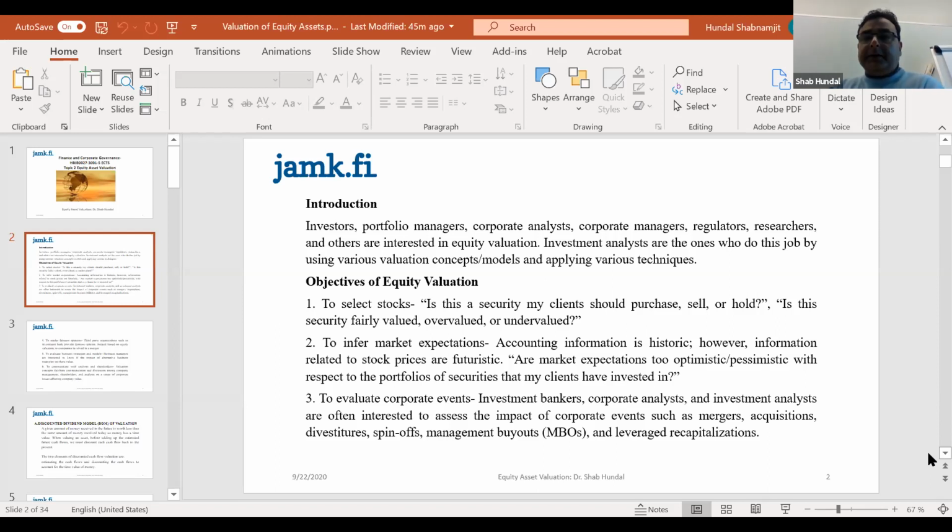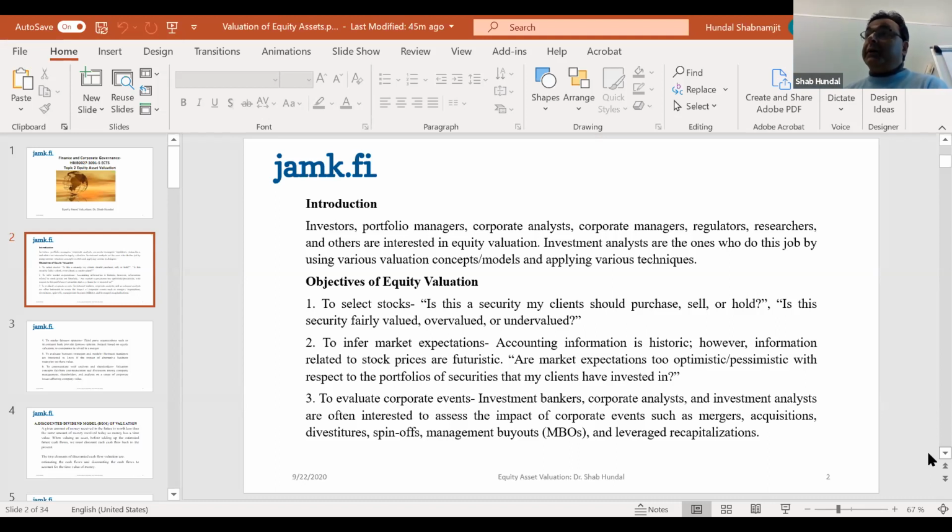Is British Telecom overpriced, underpriced, or fair value? All these things you want to evaluate first by yourself before you are either doing it on behalf of your clients or you are giving some suggestion to your clients. So in either case, you need to know all these skills.